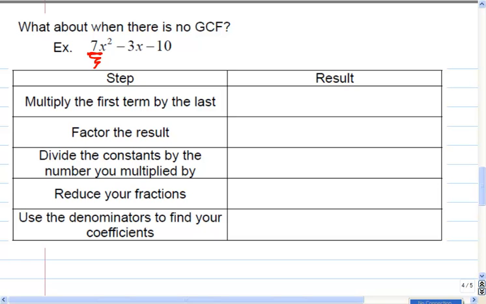You start, this is step number 1, multiply the first term by the last, and this is what I would end up with. Okay. Then we're going to just pretend now that this is what I wanted to factor in the first place. So can someone figure out how would I factor this? Sure. Negative 10 and 7 will work. So subtract 10 and then add 7. You'll get to negative 70 when you multiply and negative 3 when you add.